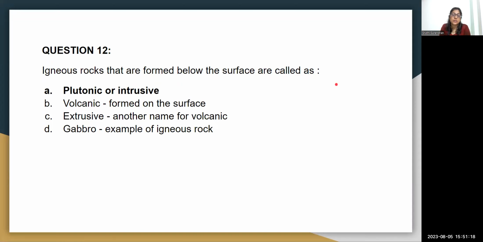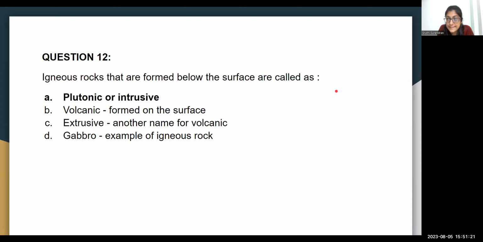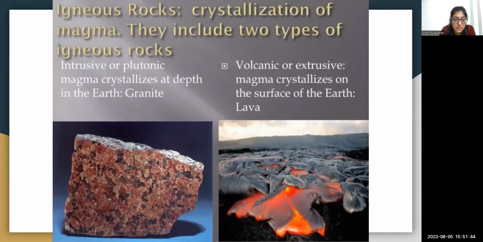So yes, it is plutonic or intrusive rocks. We had learned about igneous rocks, which are formed as a result of solidification of magma or lava. Crystallization also can happen. If it is beneath the surface, it is called intrusive or plutonic. If it is above the surface, it is called extrusive or volcanic. Gabbro is an example of igneous rock. Crystallization means crystals are being formed in these rocks. If it is happening under the surface of the earth, it is called intrusive, and when it is formed on the surface of the earth, it is called volcanic rocks.